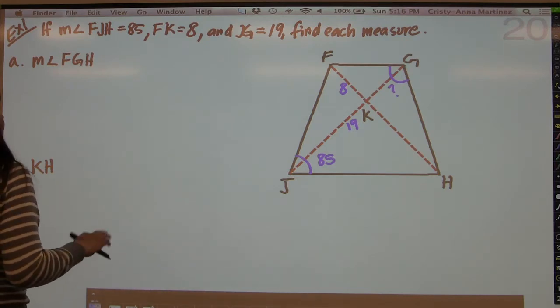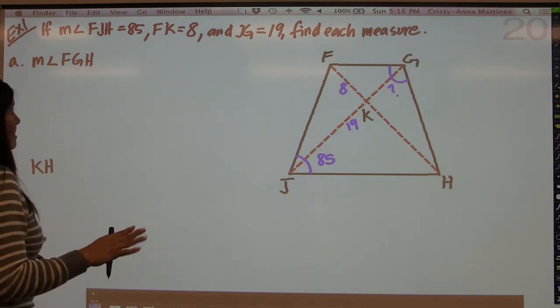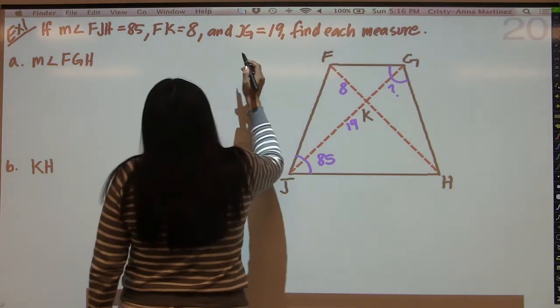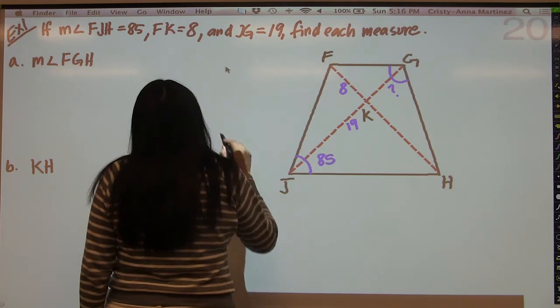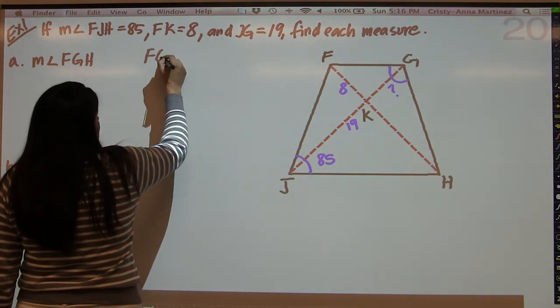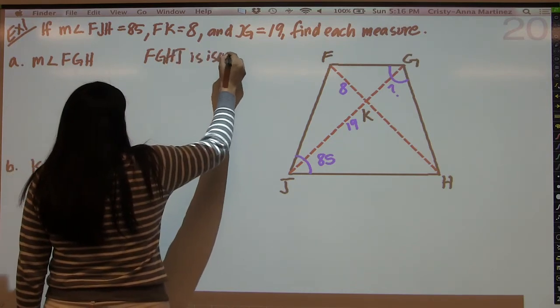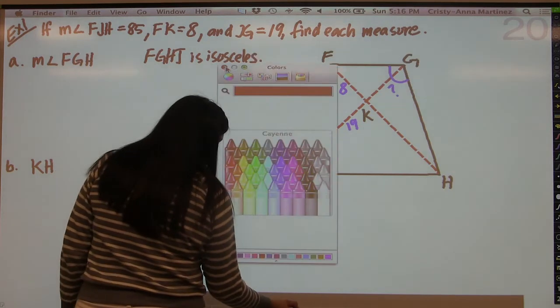Okay, so I didn't mention that in the example, but it's actually in the problem in the book. This is an isosceles trapezoid, so I probably should have mentioned that. So let's add that to our directions. We want to put something like F, G, H, J is isosceles. That makes a big difference, okay?